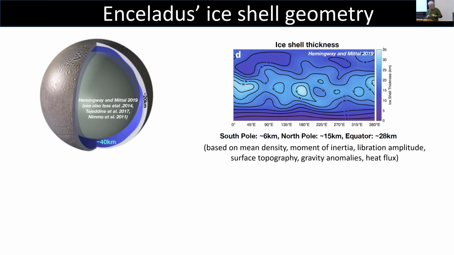than over the poles. So the ice thickness might be 20 kilometers at the equator and somewhat smaller over the poles. And obviously over the South Pole, it could vanish, and there are cracks in these so-called tiger stripes where you see these stripes of convection occurring over the South Pole. Now this is a map of the ice shell thickness. This is the equator, 30 kilometers in thickness, and at the poles shallower. So these are based on measurements of mean density, moment of inertia, libration amplitude, surface topography, etc.